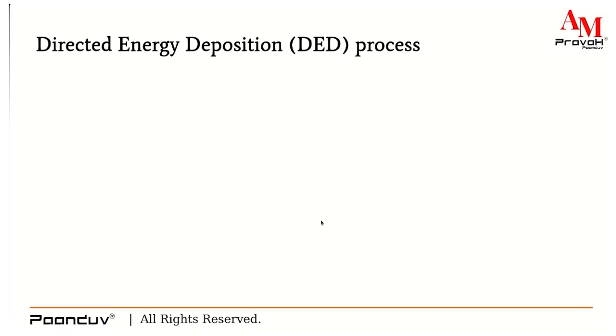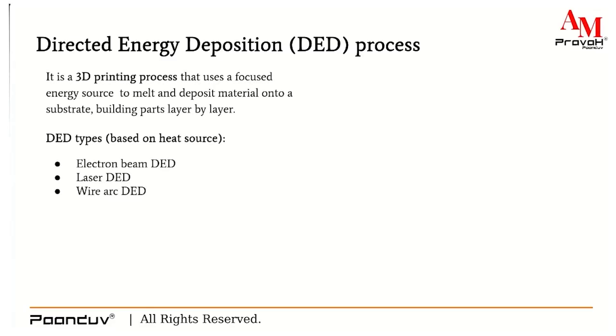So first we are going to take a quick revision on the directed energy deposition process, that is the DED process. So DED process, as we know, it is a 3D printing process that uses a focused energy source to melt and deposit material onto a substrate, building parts layer by layer.